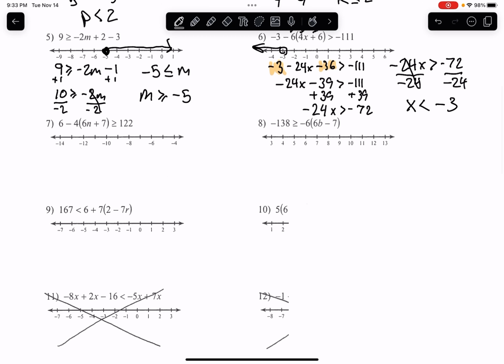Few more here. So distribute our -4. So we're going to have 6 minus 24n. -4 times our 7 is -28. Greater than or equal to 122. Combine our like terms. We've got a 6 and a -28. So combine those and we'll be left with -24n minus 22. Greater than or equal to 122.